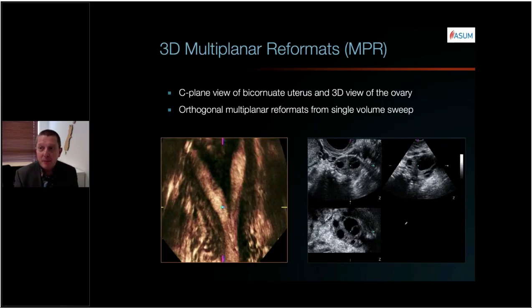I think most people are familiar with 3D ultrasound in obstetrics and gynecology. So here we have an example of a C-plane rendering of a bicornuate uterus, for example. And this is a tremendously helpful thing, because without 3D rendering, you would not be able to obtain this view of the uterus.